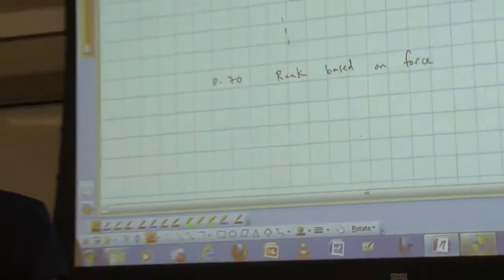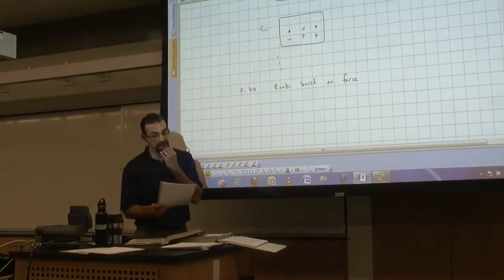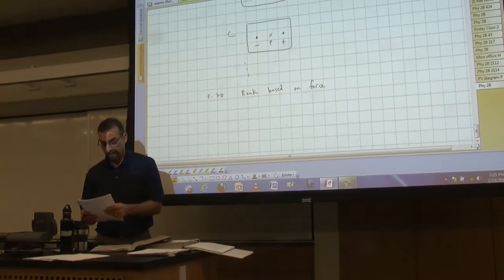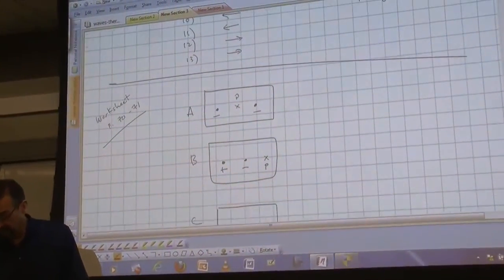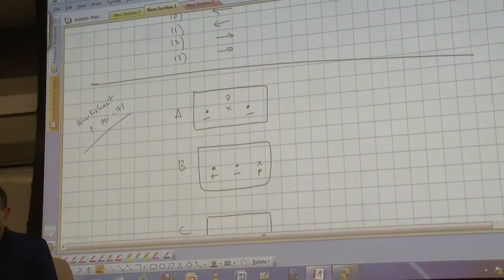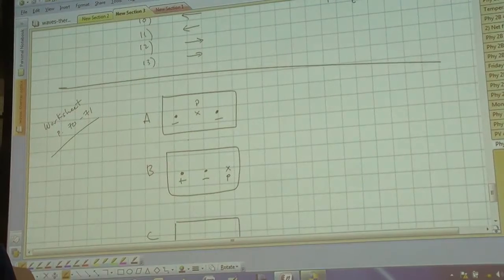Okay. The force, if we stuck a charge at point P, how would the force compare? How about A? What's the force on a charge stuck at point P? 0.